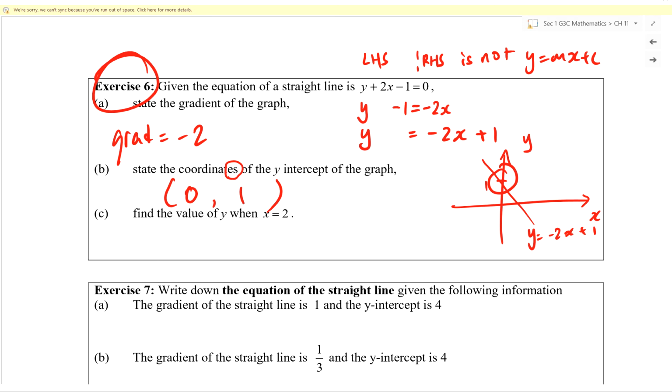Next, find the value of y when x equals 2. Do you want to plot the graph and find out? Or can we do it some other way? We can do it in a much easier way, because plotting a graph will take you a long time, and the worst thing is that your answer may not be accurate, right? So they are telling us x equals 2. What is the corresponding value of y? What should we do? What can I do with this x equals 2? Actually, what are the options? What can we possibly do?